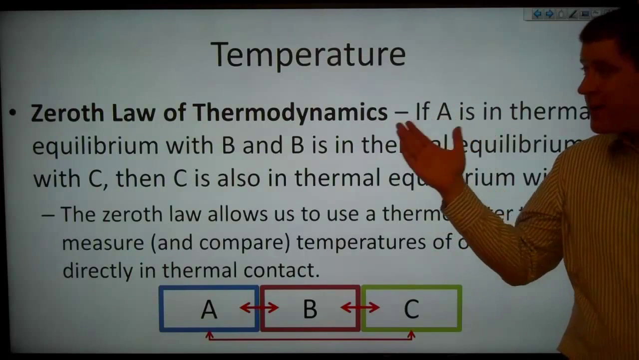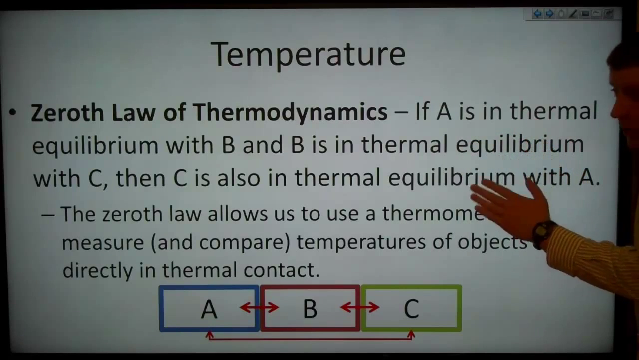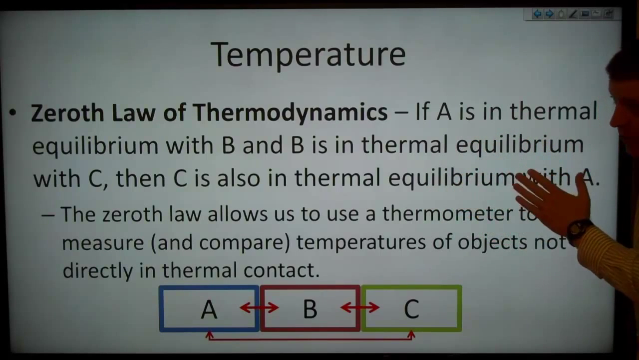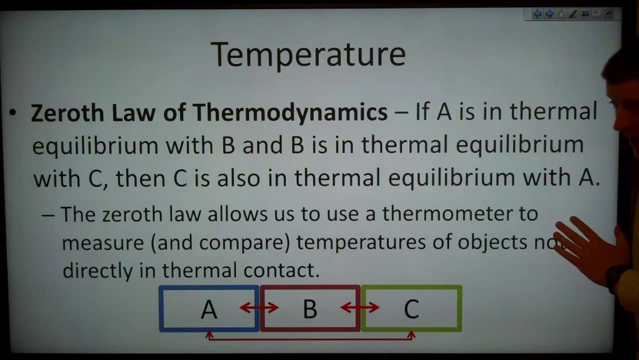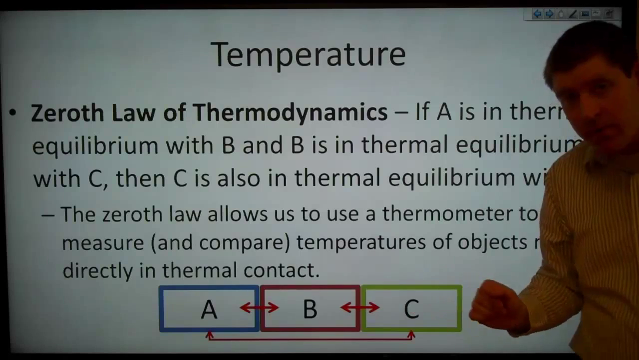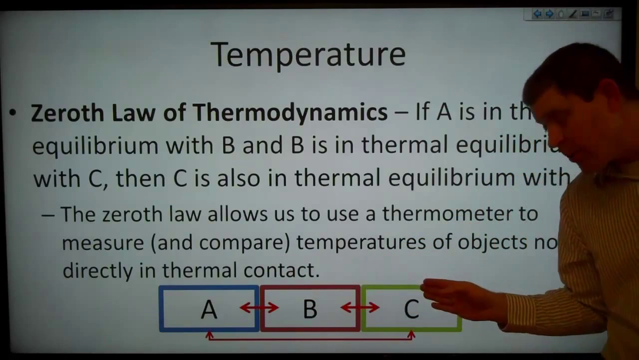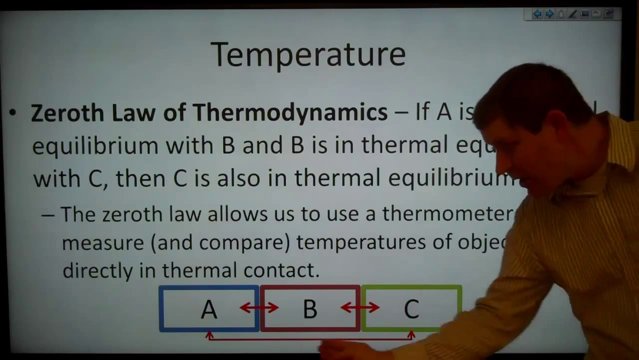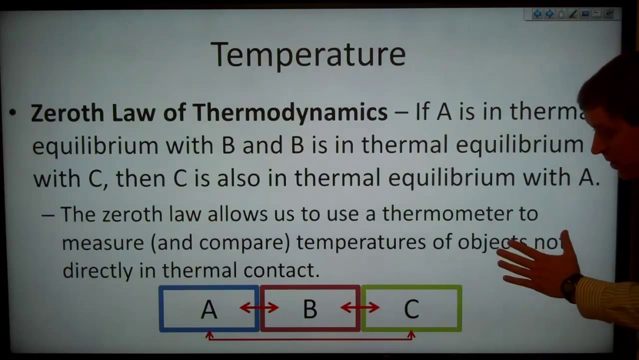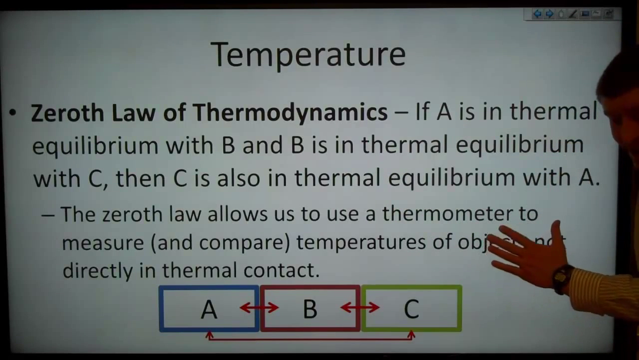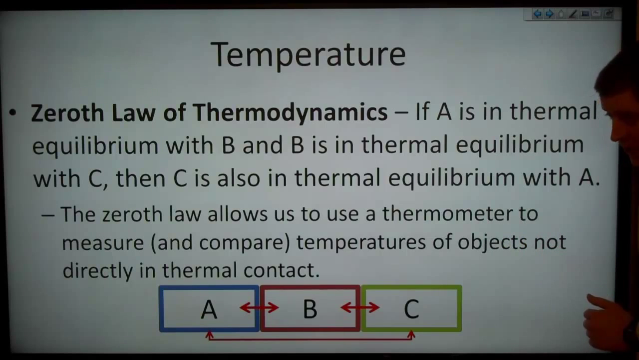So this brings us to the zeroth law of thermodynamics. If A is in thermal equilibrium with B, and B is in thermal equilibrium with C, then C is also in thermal equilibrium with A. Now we can show that down here visually. A is in thermal equilibrium with B, B is in thermal equilibrium with C, and that means that C must be in thermal equilibrium with A. So the zeroth law allows us to use a thermometer to measure and compare the temperatures of objects not directly in thermal contact with one another.